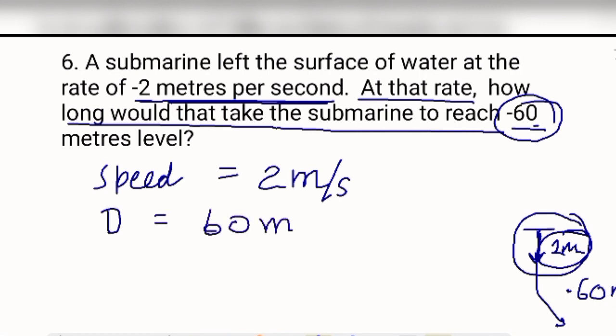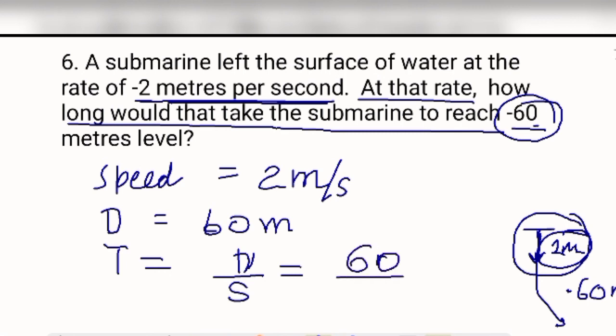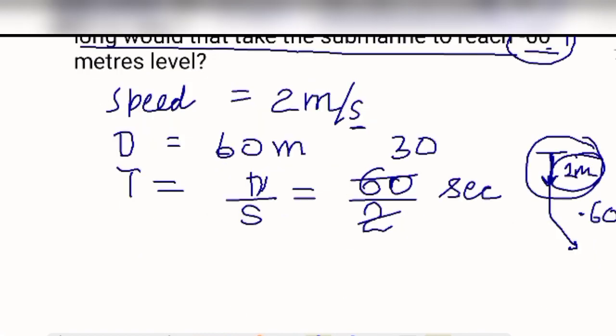How long would that take? They are asking for the time. So time is equal to distance upon speed. Distance is 60 meters and speed is 2 meter per second. If this is in seconds, you will get the time in seconds. So 2 30s are 60. So the submarine will take 30 seconds to reach the level -60 meters.